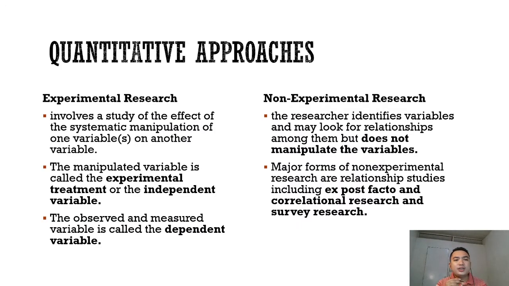So let's define first experimental research. The term experimental basically means it conducts an experiment on its sample. It involves a study of the effect of a systematic manipulation of one variable on another variable.